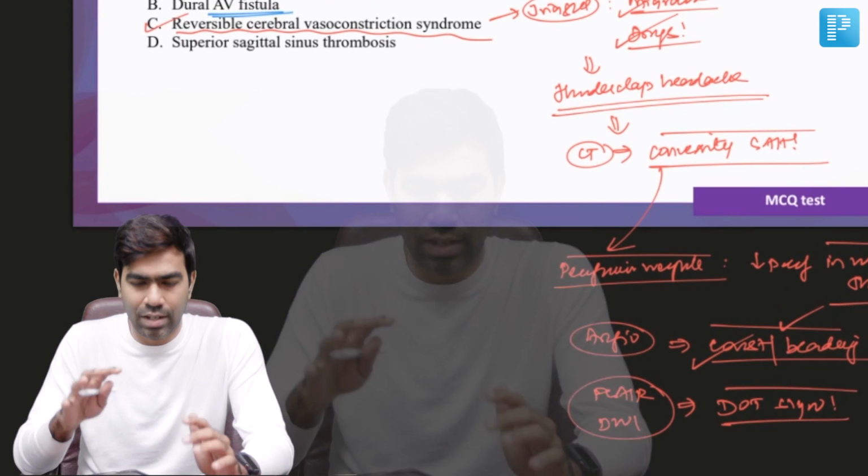And dural AV fistula usually develops as a complication of a cerebral venous thrombosis, CVT, and usually they will not produce that classic convexity subarachnoid hemorrhage, and most of the time they will have associated subdural hemorrhage, which is not the case in this case scenario.